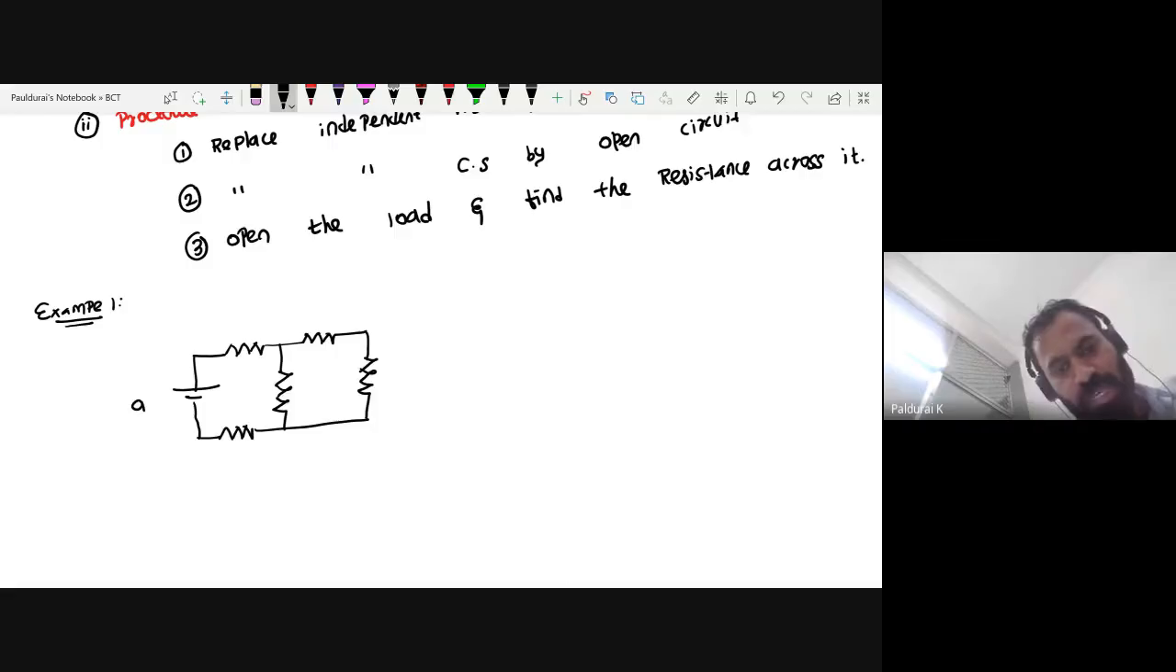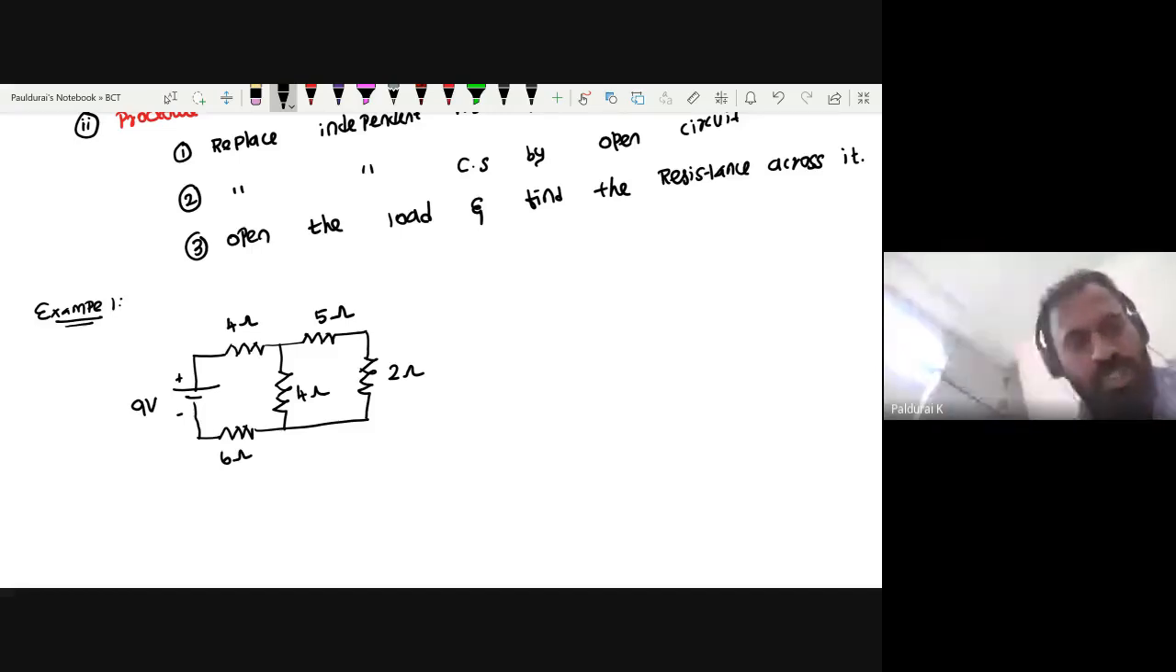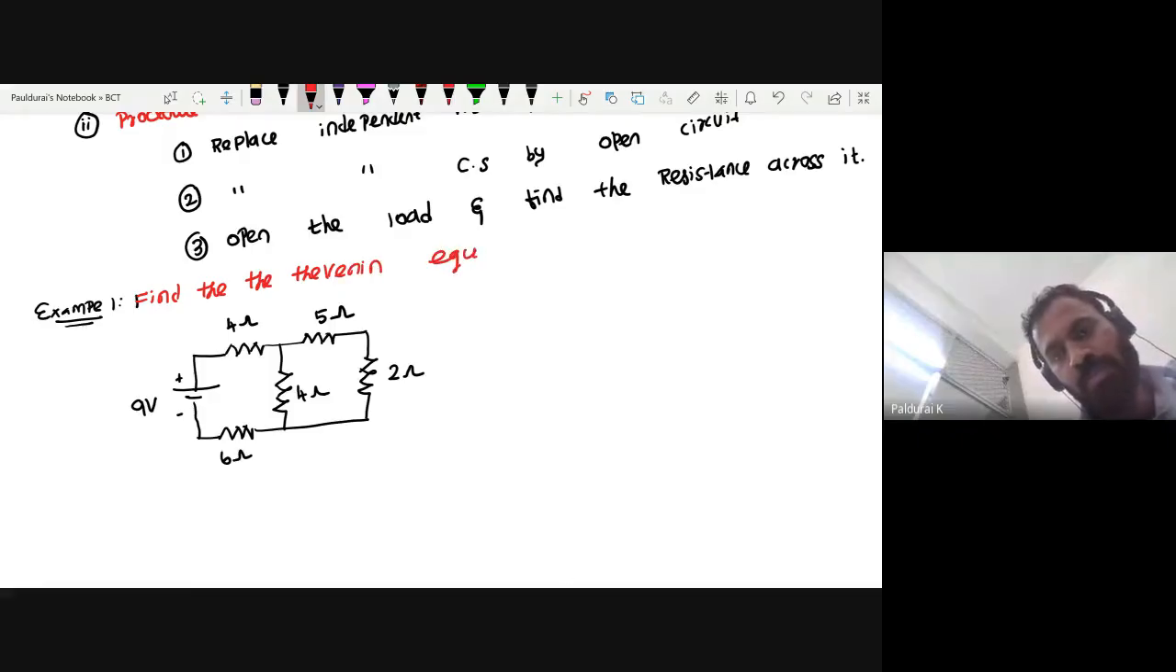Yeah, take the same problem one second. This is my 9 volt, this is 2 ohm and this is 5 ohm. These both are 4 ohm and this is 6 ohm. Okay, now what is the load? The load is given. The question is find the Thevenin equivalent circuit across 2 ohm. So what it means? Here they have given RL equal to 2.